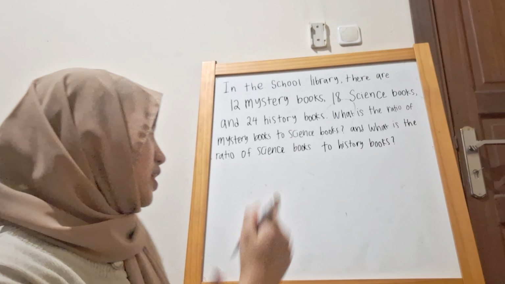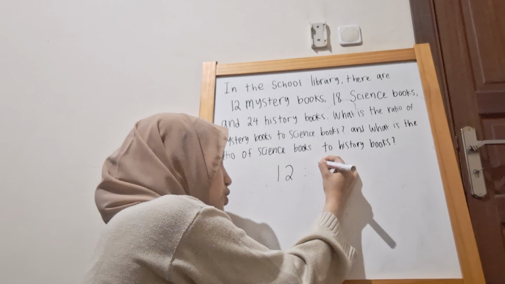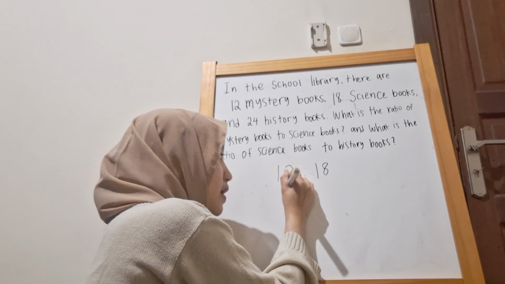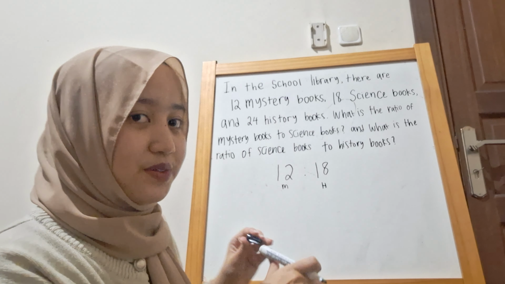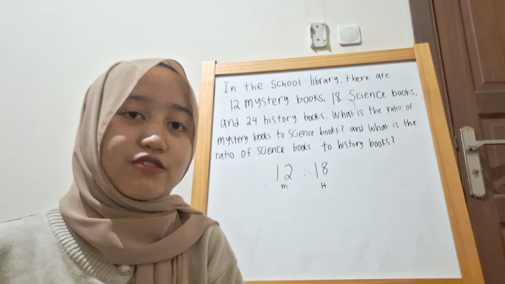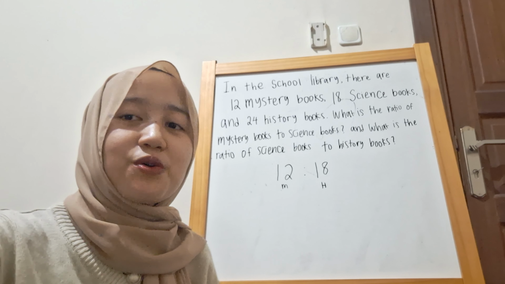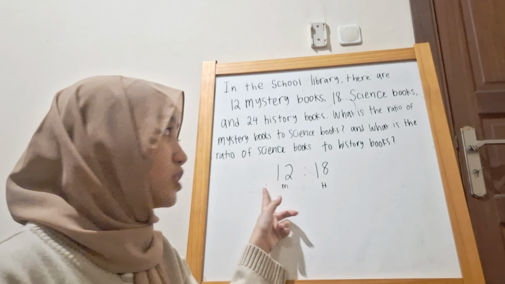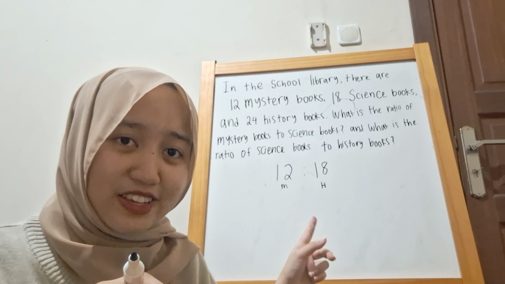So, we can first write it down, 12 and 18. I'm just going to mark it as M for mystery and then H for history. Okay, so if you guys remember last class, we learned about greatest common factor. Yes? Oh, you remember. Okay. So the greatest common factor is the largest number that can divide both numbers into a ratio.